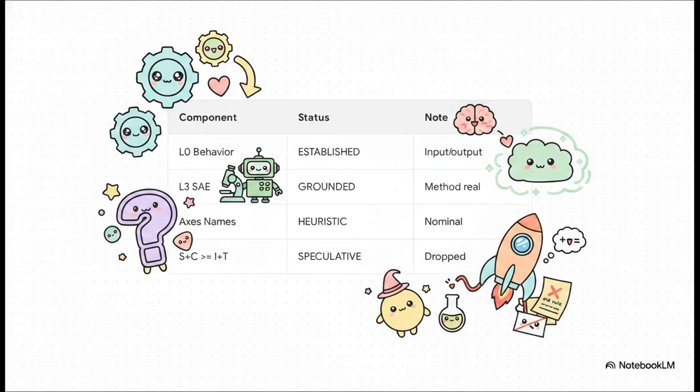So the crucial takeaway here is this epistemic rubric. They rigorously tag every single claim in their framework as either established, grounded, heuristic, or speculative. Notice how the basic inputs and outputs are rock solid. They're established. The SICT feature decomposition at level 3 is grounded. The actual naming of the SICT axes, they admit that's just a heuristic. And that old rule they used to tout, where S plus C is greater than or equal to I plus T, they frankly label that as speculative because it didn't have a first principles derivation, so they demoted it to a simple tunable baseline. This ensures absolute transparency about what is mathematical fact and what is just a working theory.